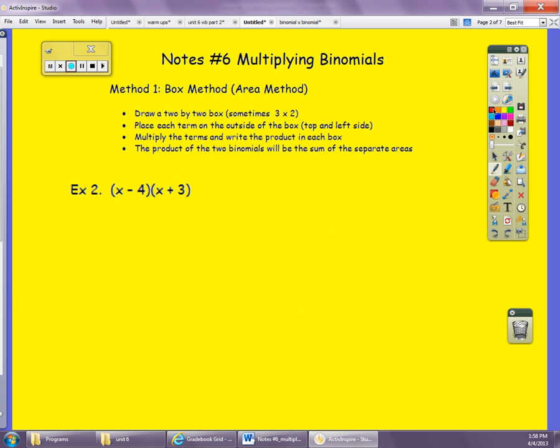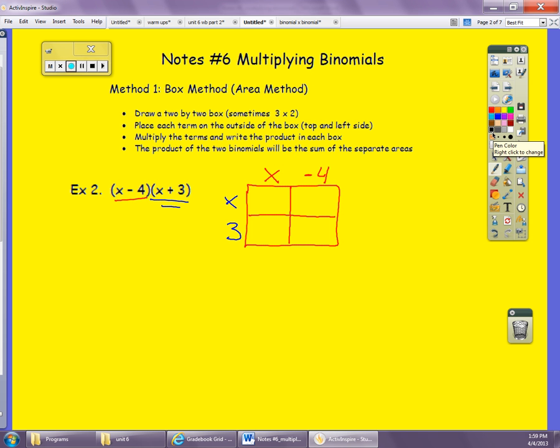Example number 2. So the first thing we're going to do, we have two terms, so we're going to draw a box that is 2 by 2. I'm going to place my x, and this time I'm going to write a negative 4 because we have a minus 4. And then on this side, we have an x and a 3.